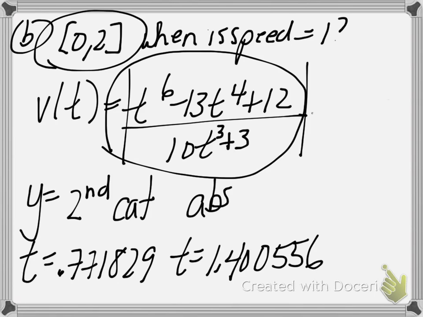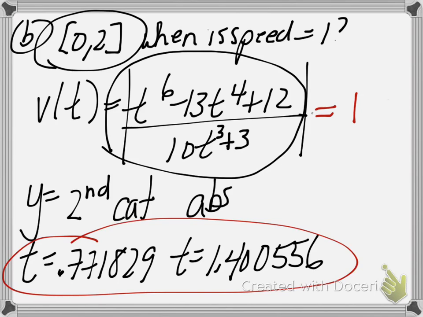Okay, if you just did this absolute value thing and set it equal to 1, that was worth 1 point. And if you got these two solutions, that was worth 1 point. So that's 3 points so far for this question.